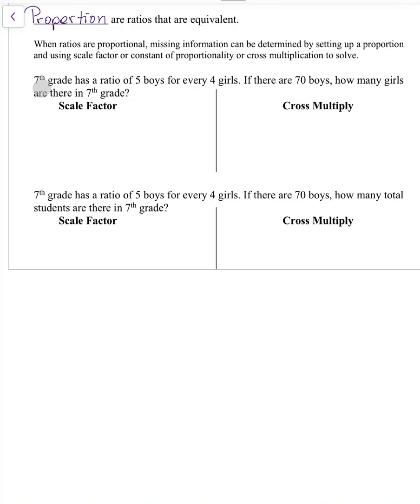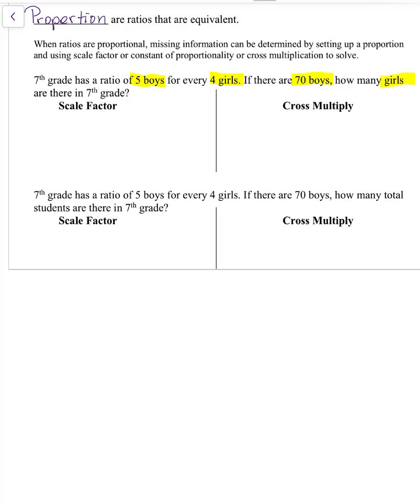It says 7th grade has a ratio of 5 boys for every 4 girls. If there are 70 boys, how many girls are there in 7th grade? Okay, so we have 5 boys for every 4 girls. There's 70 boys, and how many girls? That's what we're looking for.